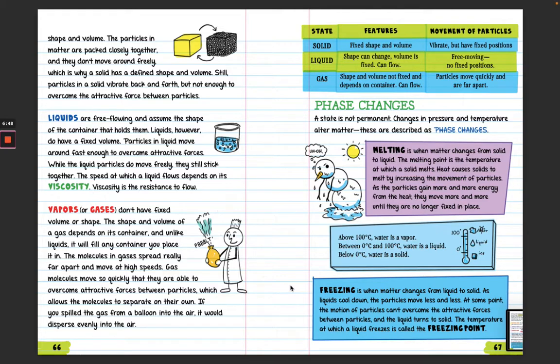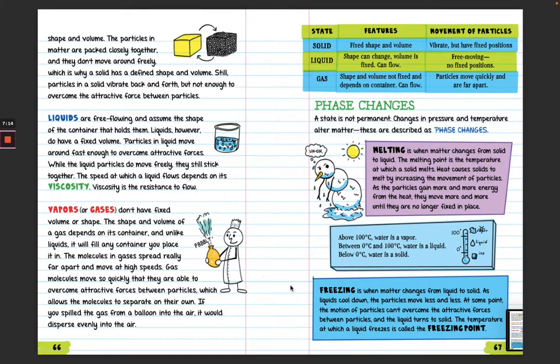Phase changes. A state is not permanent. Changes in pressure and temperature alter matter. These are described as phase changes. Melting is when matter changes from solid to liquid. The melting point is the temperature at which a solid melts. Heat causes solids to melt by increasing the movement of particles. As the particles gain more and more energy from the heat, they move more and more until they no longer are fixed in place. Above 100 degrees Celsius, water is a vapor.